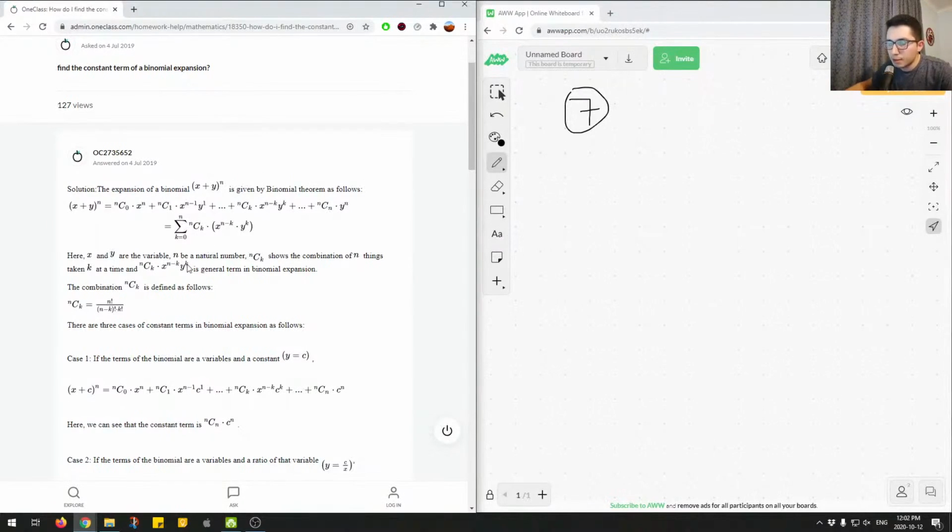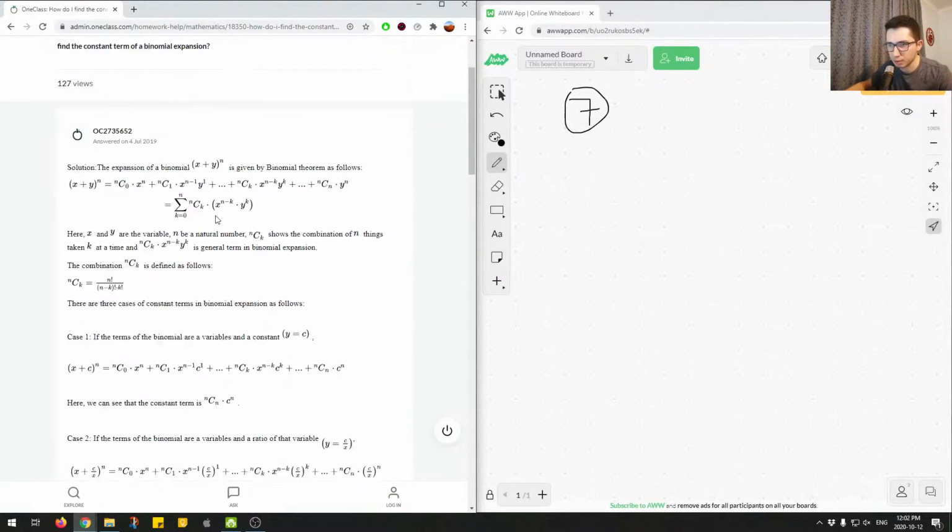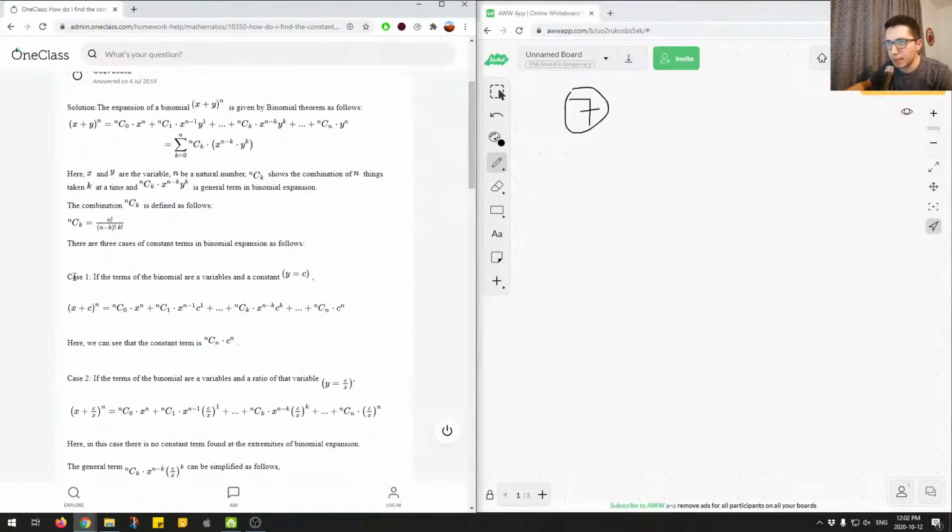So this is kind of just a definition of the expansion of binomial. Here x and y are our variables, n is a natural number, so nCk shows the combination of n things taking k at a time: nCk, x to the power of n minus k, y to the k. This is just a general definition of what expansion of a binomial is. So let's look at some cases here.